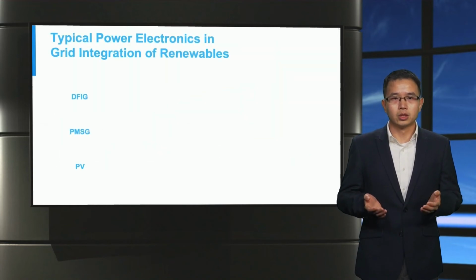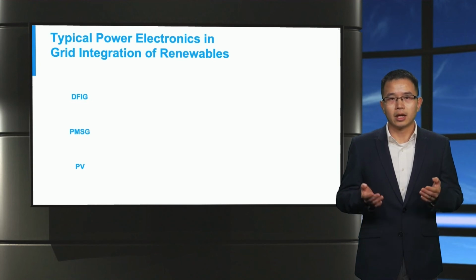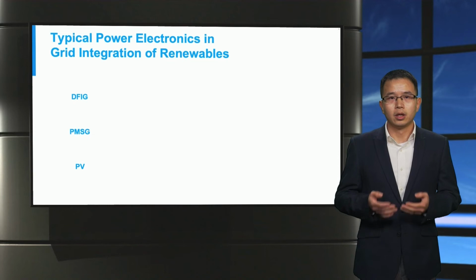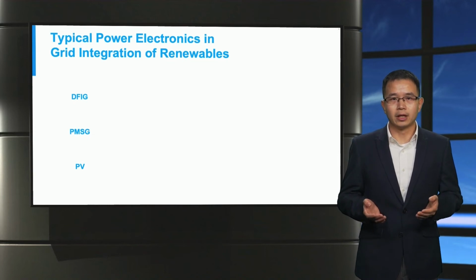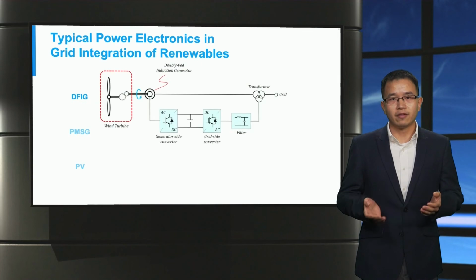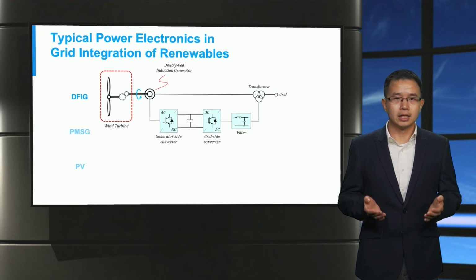Back to renewables, the mainstream wind power generators can be categorized into 2 types: DFIG, which is short for doubly fed induction generator, and PMSG, which is short for permanent magnet synchronous generator. In DFIG, the stator of the induction generator is directly connected to the grid via a transformer. The rotor winding is connected to the grid via an AC-DC-AC converter. In this way, the rotor frequency is not fixed by the grid voltage. Instead, it can be varied according to the wind speed to achieve maximum power point tracking.